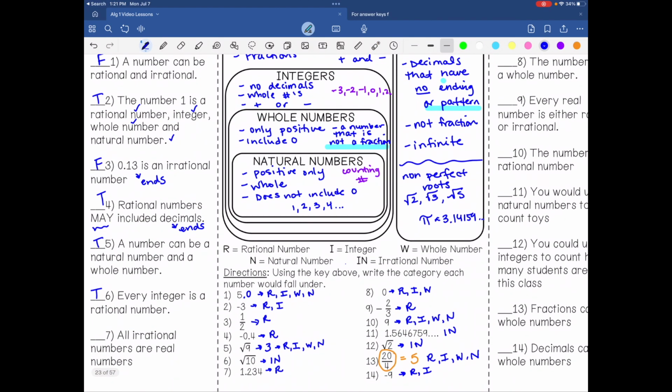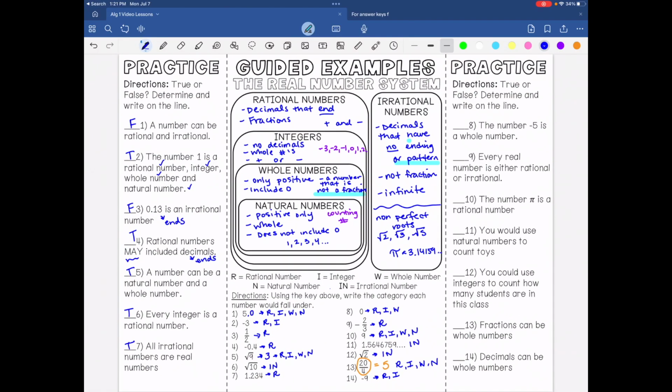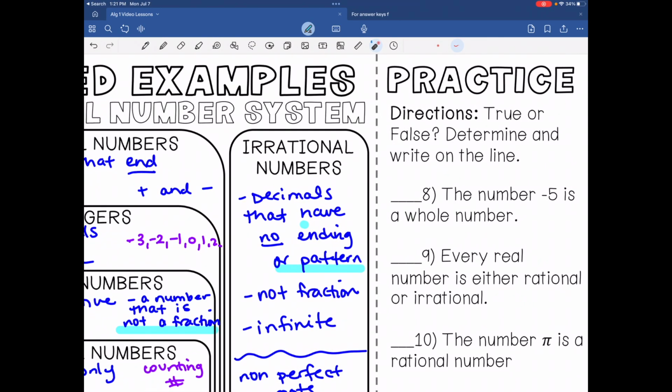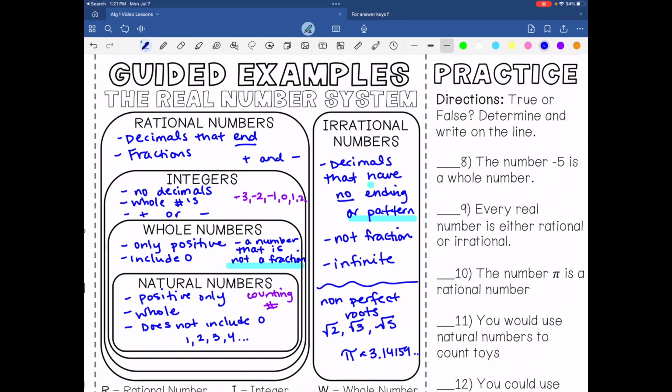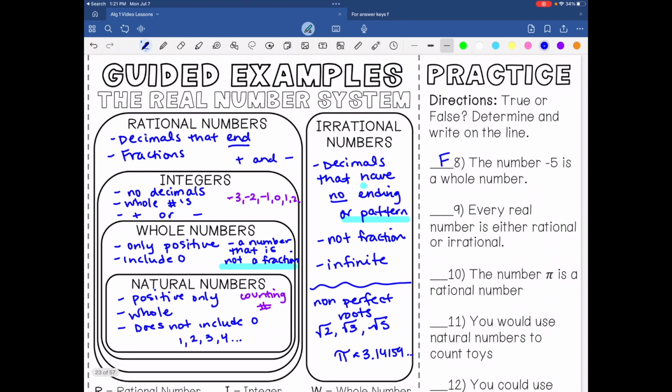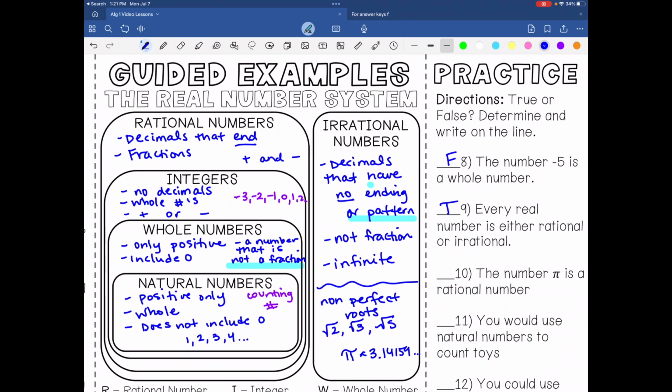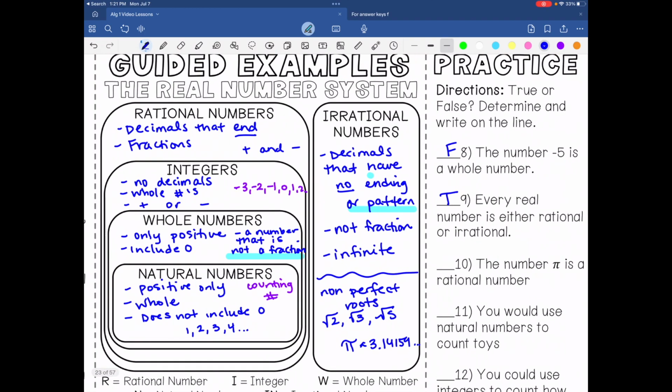All irrational numbers are real, yes, because this whole system right here is the real number system. These are all real numbers. When you get a little bit more into math, you'll learn about non-real numbers or imaginary numbers. The number -5 is a whole number. No, right? -5 can't be a whole number because whole numbers are only positive. Every real number is either rational or irrational. That is true. The number pi is a rational number. No. Pi is an irrational number because it goes on and on forever without a pattern.